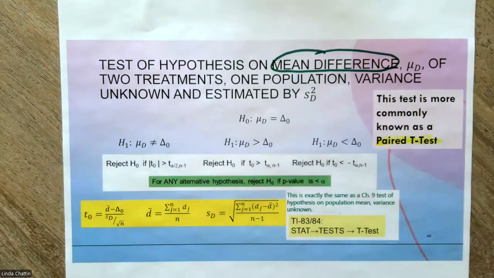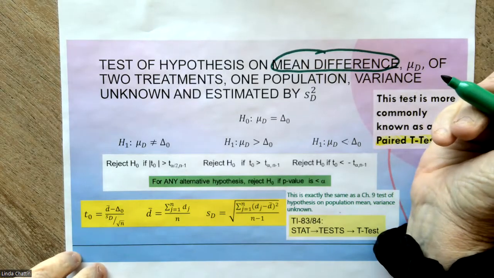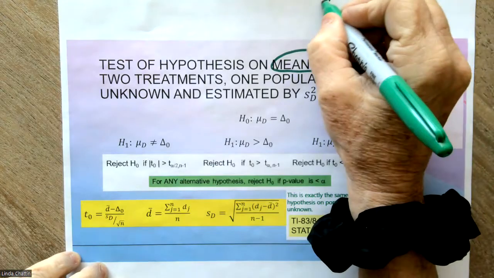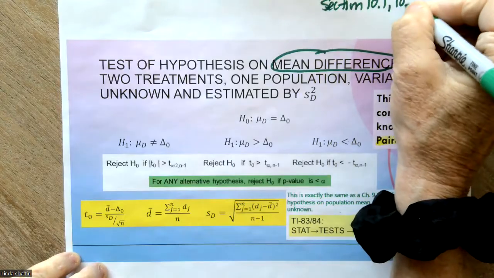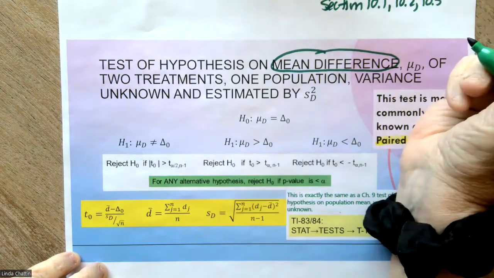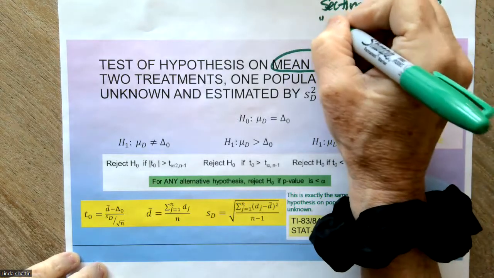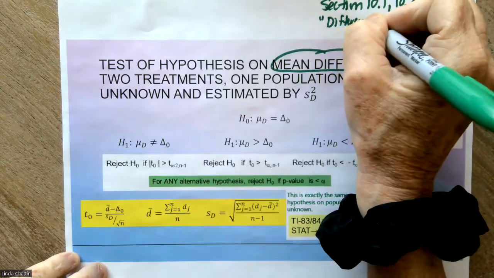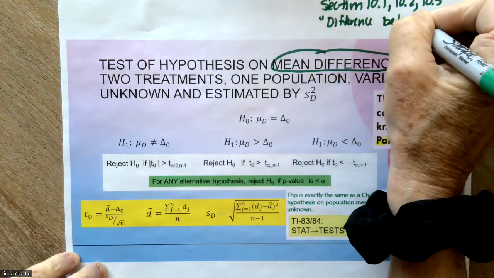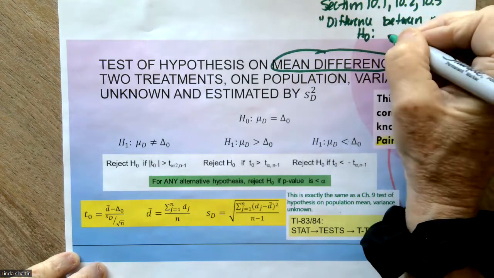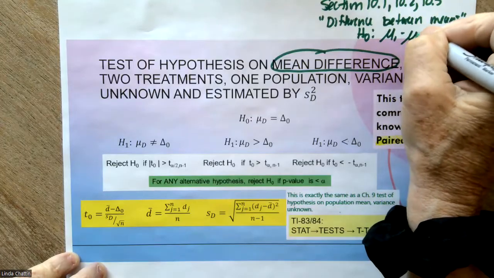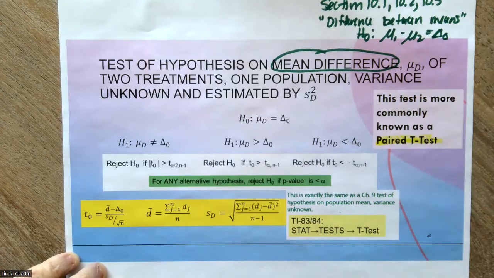Now, I want to clarify something. This is section 10.4, I believe. In section 10.1 of the text, and in 10.2, and I think in 10.3 as well, we do a test of hypothesis on the difference between means. You may remember that the null hypothesis for those sections is mu1 minus mu2 equal to delta naught. And then, of course, there are those three alternative hypotheses. This is not that. So mean difference, I want to point this out.